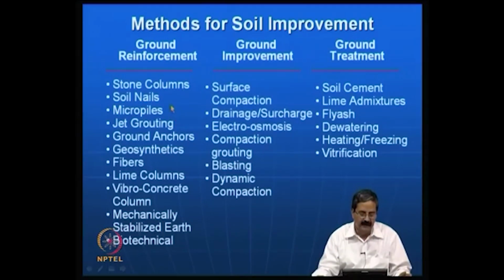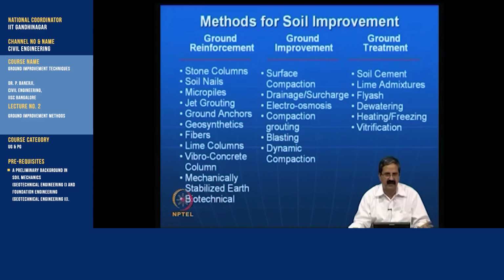What happens is that stone columns, soil nailing and micropiling are all reinforcement techniques, and they intersect the failure surface. The moment they intersect the failure surface, there is shear strength available at the point where this material is present. So, that deflects the failure surface. When the failure surface is deflected, it will have a higher factor of safety. So, we will see some of them.